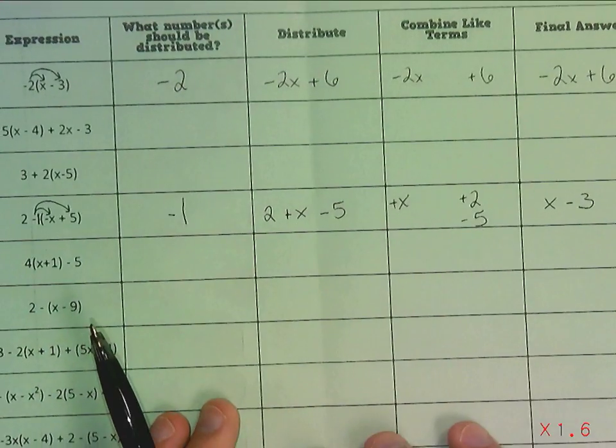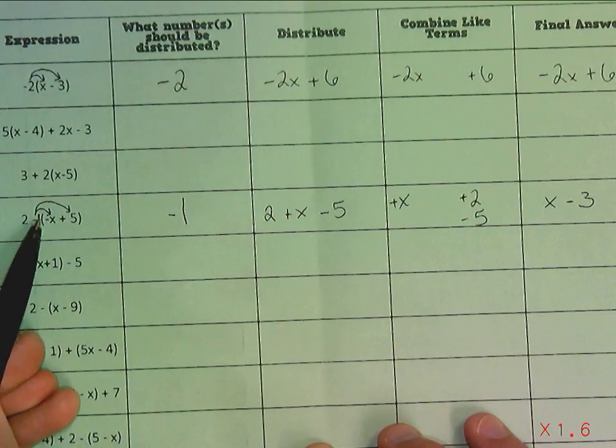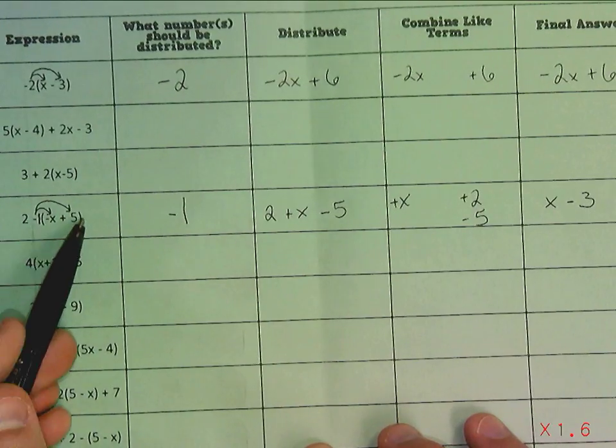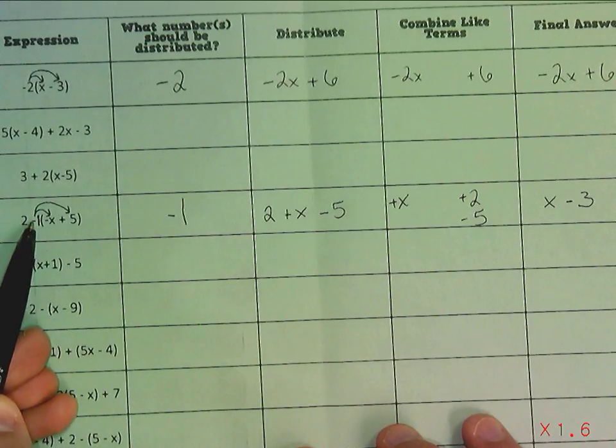So that's just another example where the number that you're multiplying is a negative 1. So don't forget to write that in there, and you're multiplying everything by a negative 1. Remember, the number takes the sign that's in front of it.